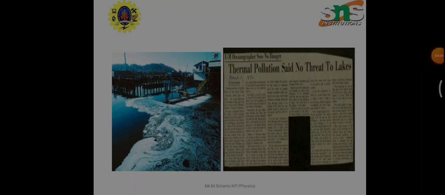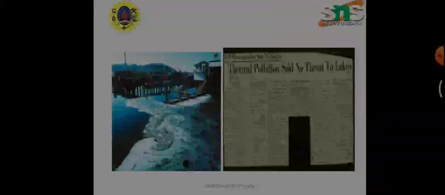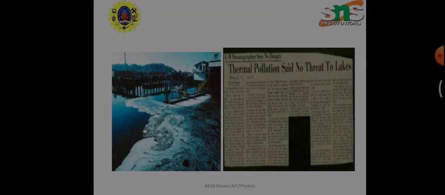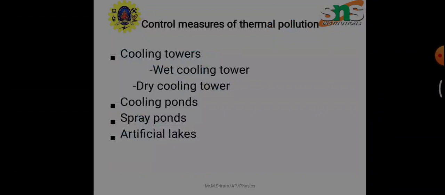And the proof of thermal pollution is the threat to the lake. And these are the control measures of thermal pollution. The following methods can be adopted to control the high temperature caused by the thermal discharge.